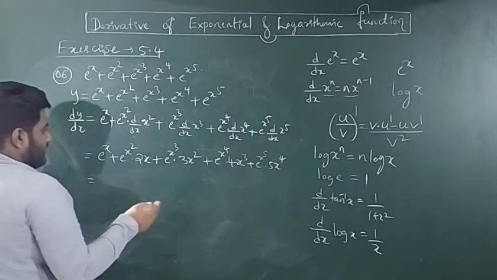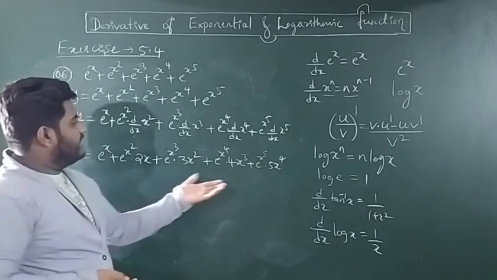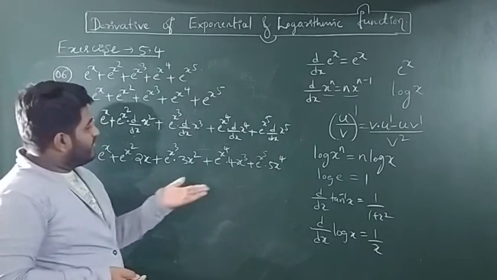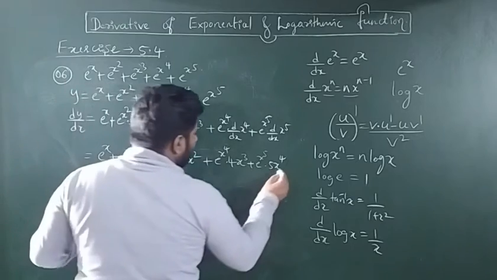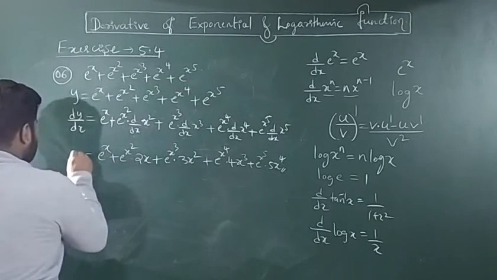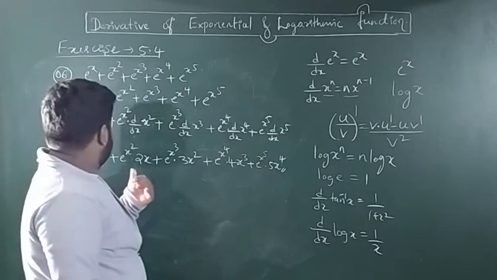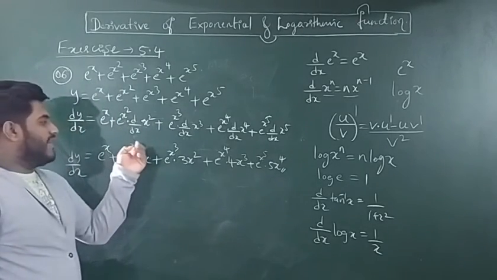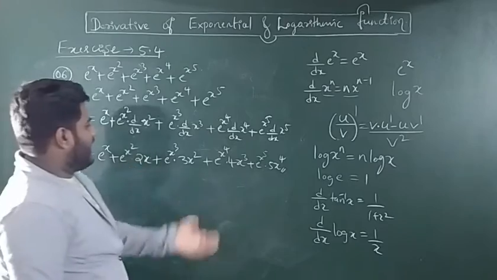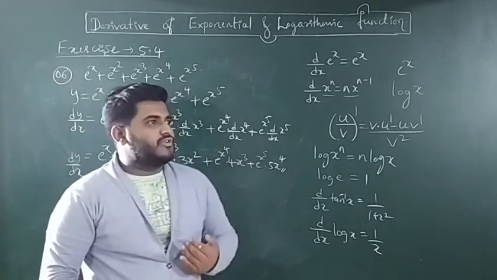Right? Combining everything. Is anything common in all this? Nothing is common. So here is the answer for this question: dy by dx equal to e raised to x square and so on. We can't take anything common outside. So this is question number 6.